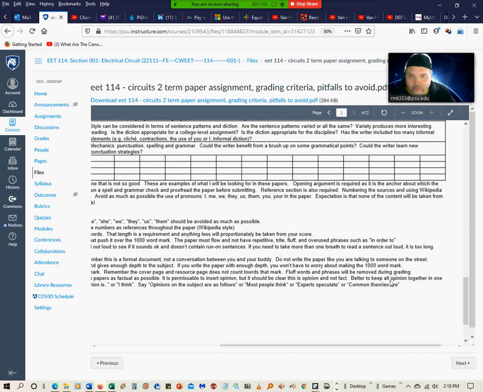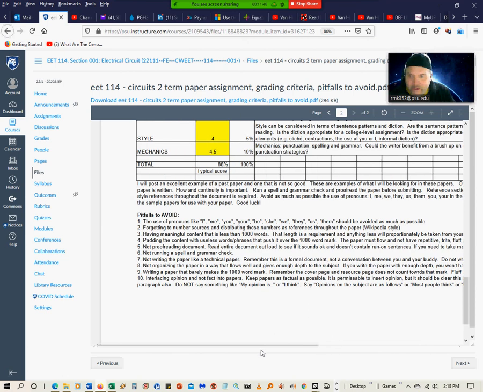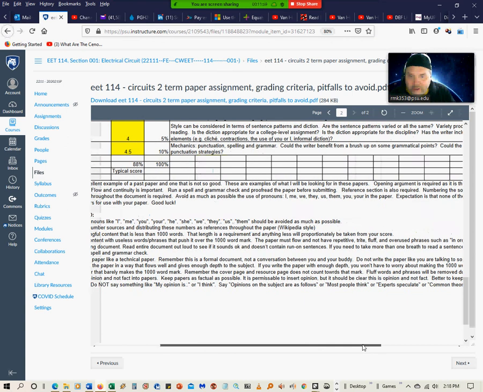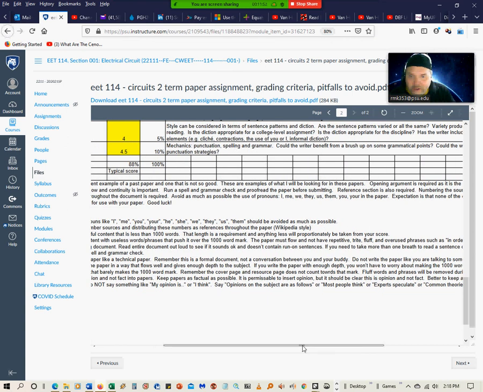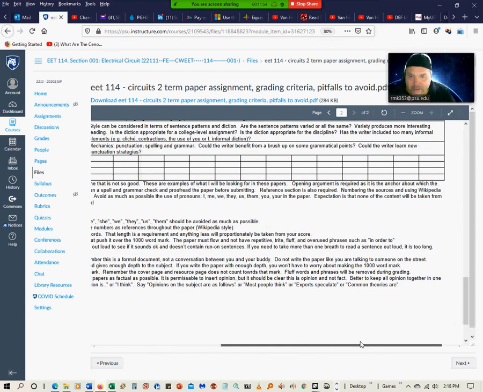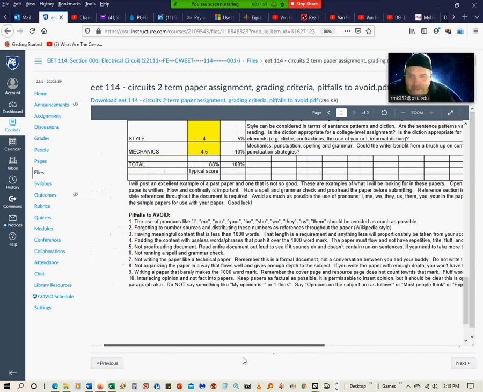Fluff words and phrases will be removed during grading, and it will be graded appropriately. Do not interlace opinion and not fact into papers. Keep the papers as factual as possible. It is permissible to insert opinion, but it should be clear that this is opinion and not fact. Better to keep all opinion together in one paragraph.